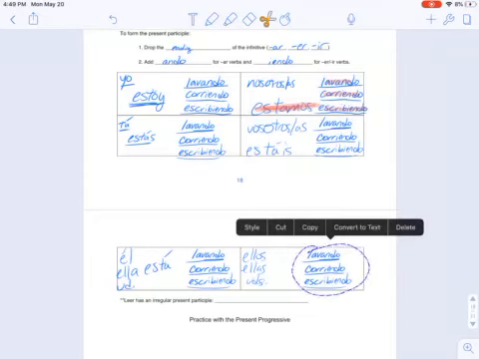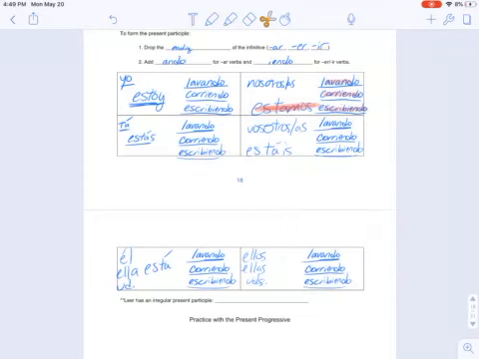This is a pretty easy tense because you already know the conjugations of the verb estar. Estoy, estás, está, estamos, estáis, están. And then you just add either ando for AR verbs or yendo for ER or IR verbs.